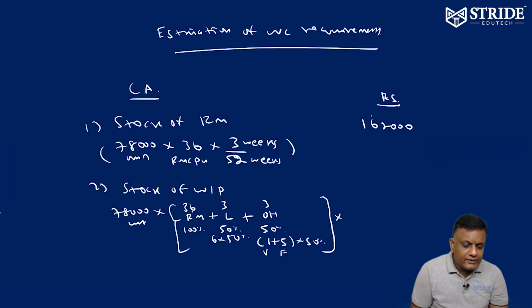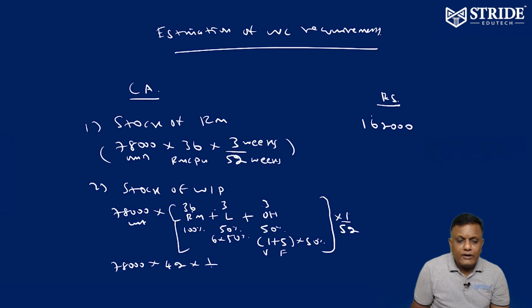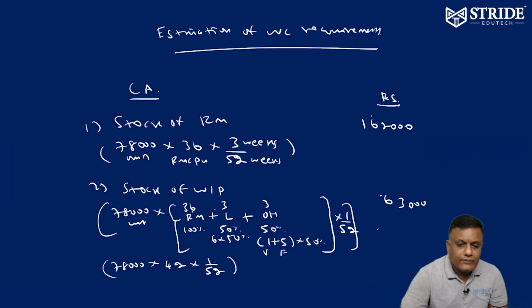Into how many weeks are they given for WIP? 1 week, so 1 by 52. So 78,000 units into 42 into 1 by 52, you will be getting 63,000 rupees. This is stock of WIP, number 2.